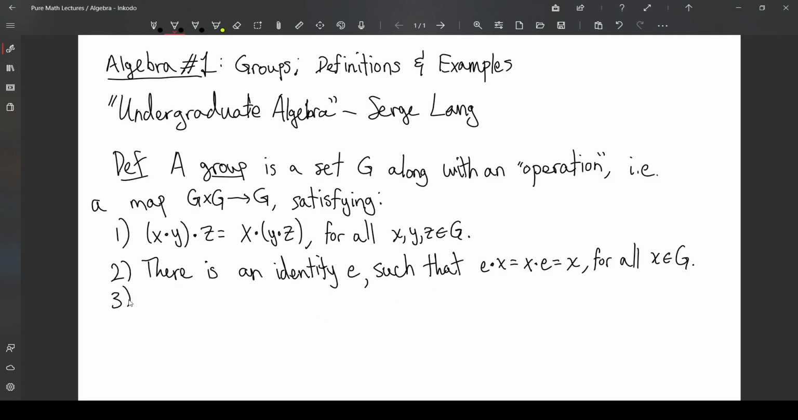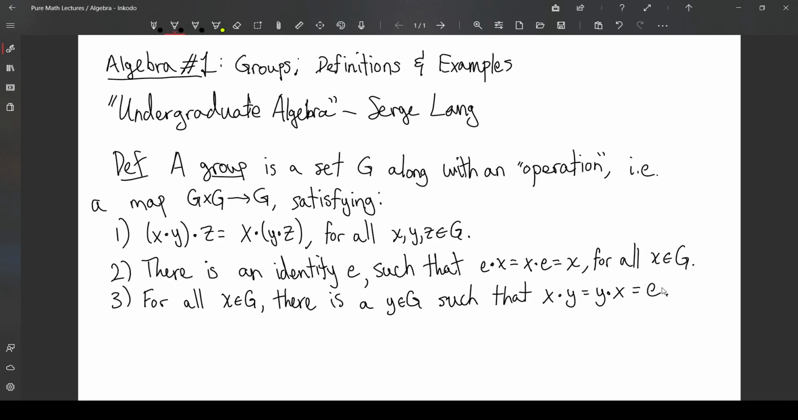And the third property is that for all x in G, there is a y in G such that x times y equals y times x equals e. And so we denote y equal x inverse.